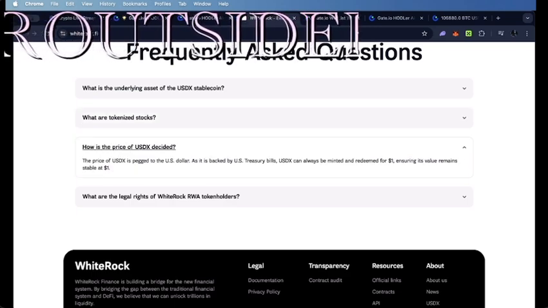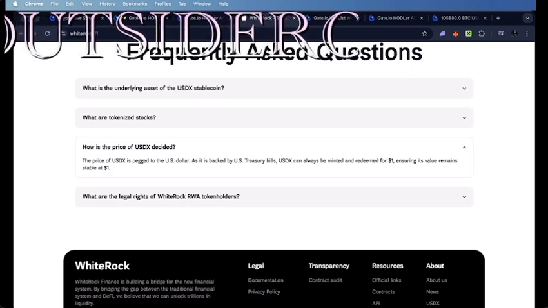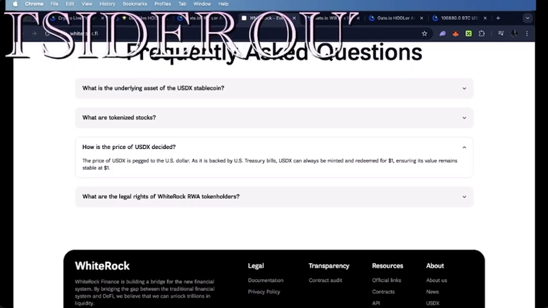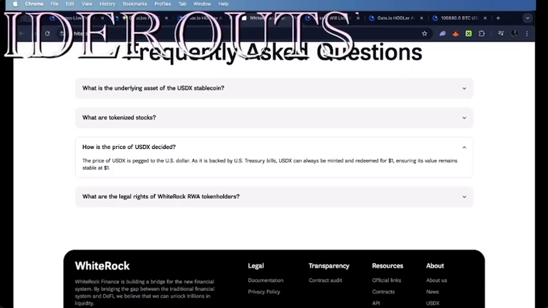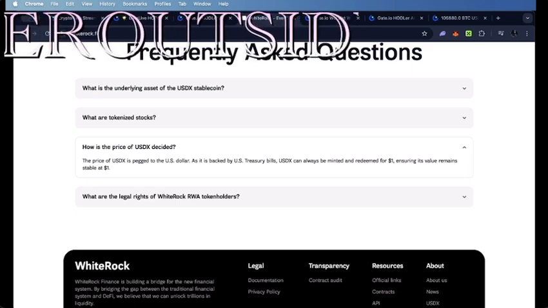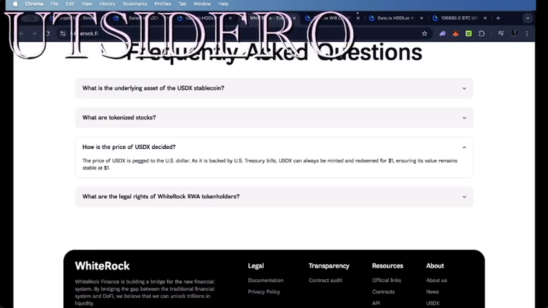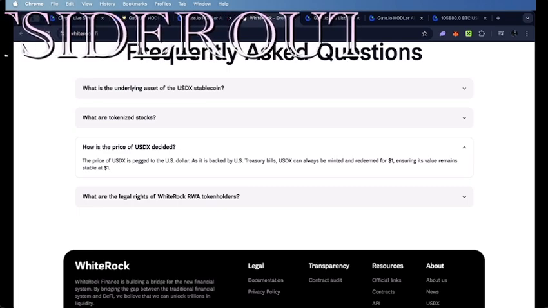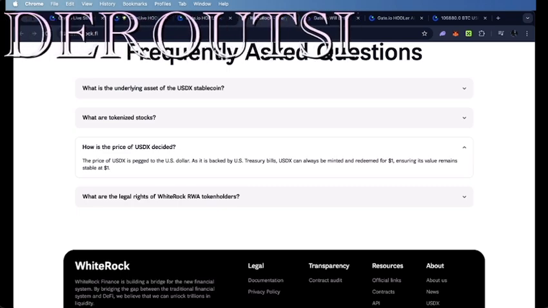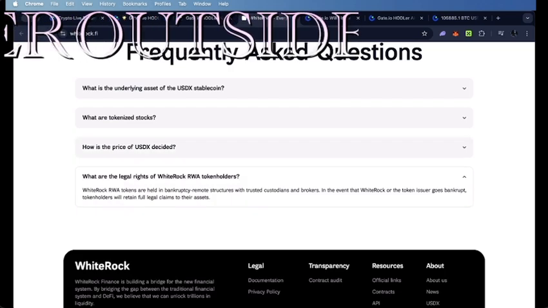How is the price of USDX decided? The price of USDX is pegged to the United States dollar as it is backed by United States Treasury bills. USDX can always be minted and redeemed for $1, ensuring its value remains stable at $1.